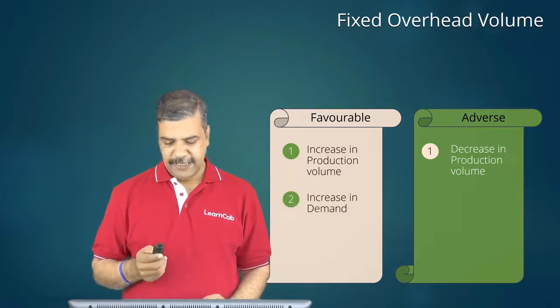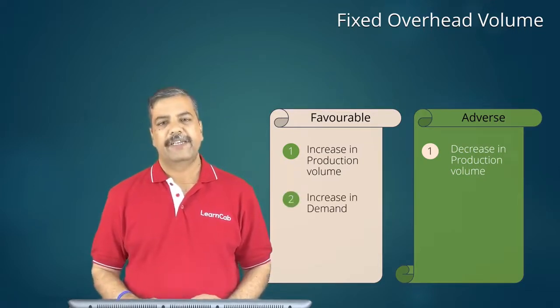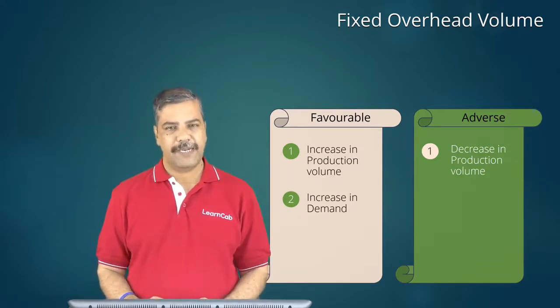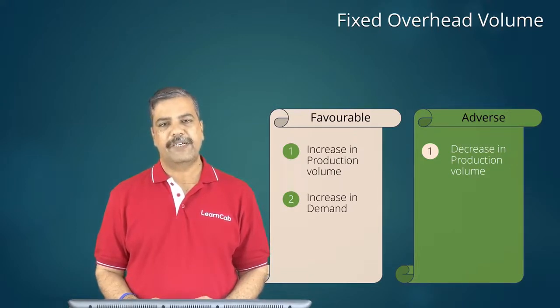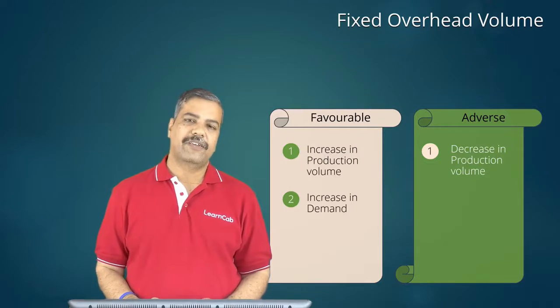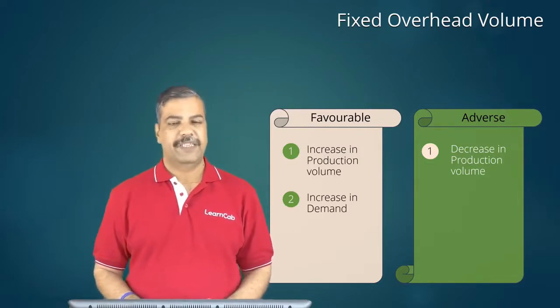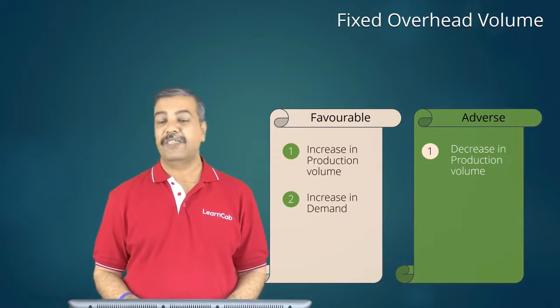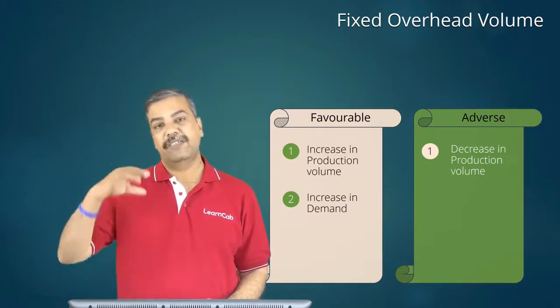The next one is increase in demand. Increase in demand, we are talking in terms of market demand. So when there is a huge demand for manufacturing of a particular product, orders are coming in on time, and more orders are flowing into the production system. That means the chances of recovering the fixed cost are high. So the absorption of fixed cost per unit is coming down.